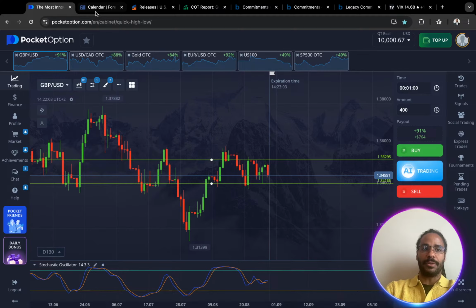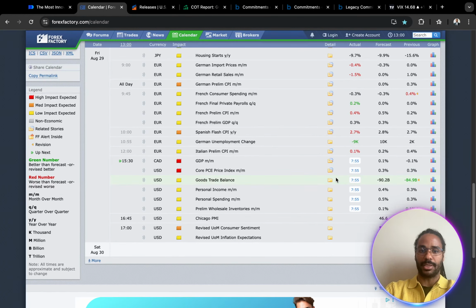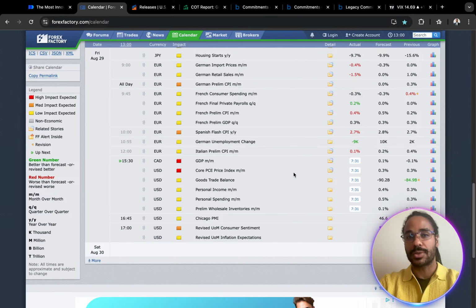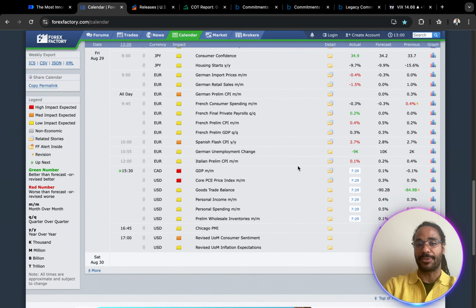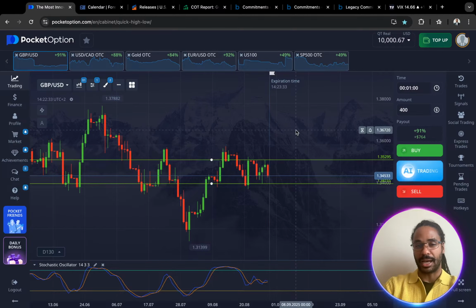Now, before we move any further, we have Core PCE coming in. What is the difference between CPI, which is Consumer Price Index, and PCE? So PCE is a personal consumption expenditure price index, right? What does it measure? It measures the changes for a wider range of goods and services consumed by all households, including those purchased by third parties.